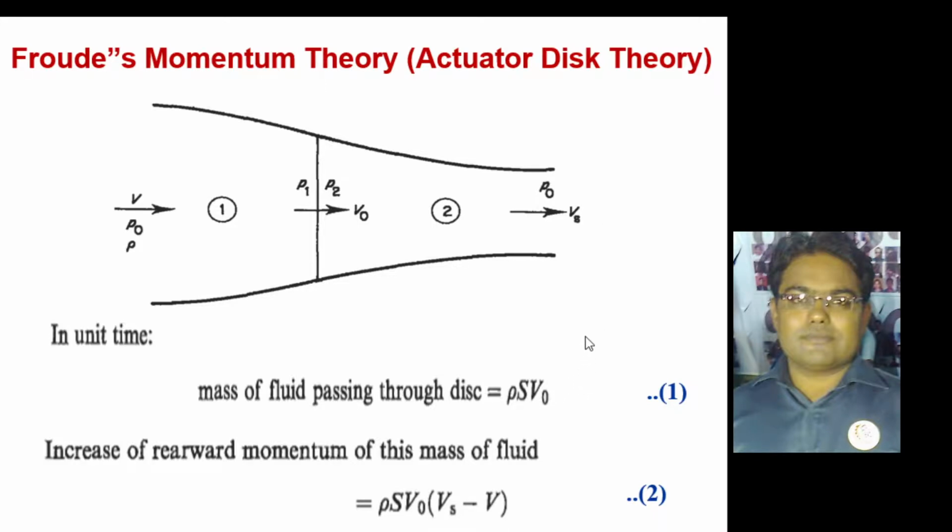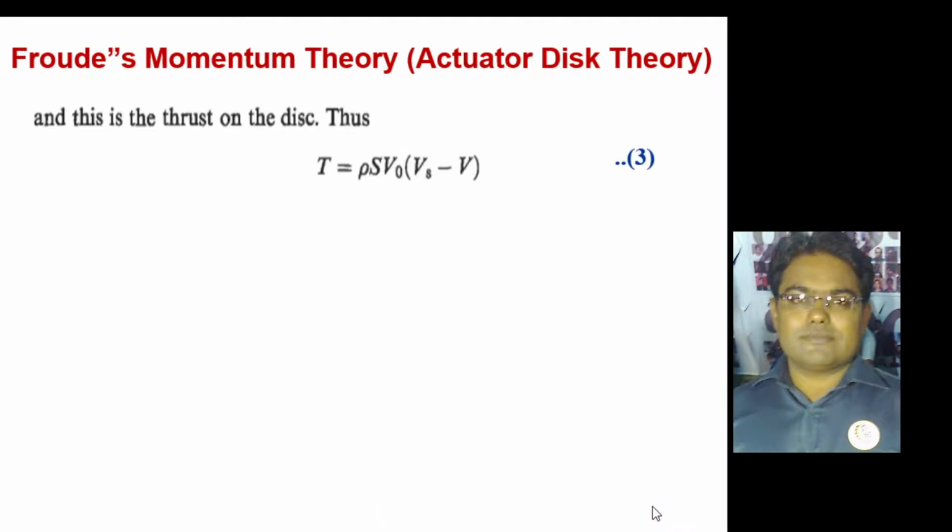So if we find the momentum, right? So mass into velocity change. This is the mass flow rate, and the velocity change between upstream and downstream is nothing but the downstream velocity vs minus the upstream v. So the multiplication of mass flow rate into change in velocity is called the increase in rearward momentum. So momentum is given by this equation, equation number 2.